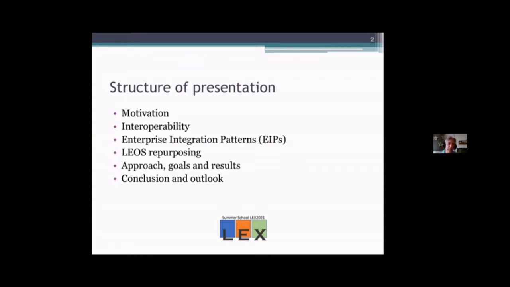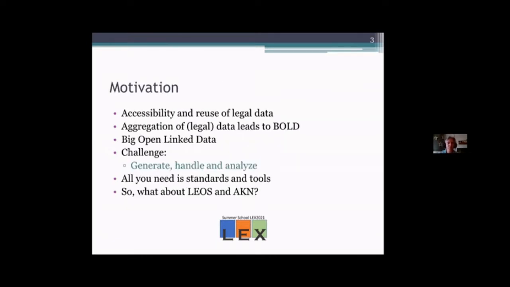Fernando Nubla in the morning has described LEOS and its advancements and developments. We try to play with it a little bit. We try to repurpose it. What does repurposing mean? Repurposing means that a tool is built around a certain goal or objective, and we try to change it a little bit to do some other things with it. And I'm going to end with some brief results, a conclusion, and maybe an outlook.